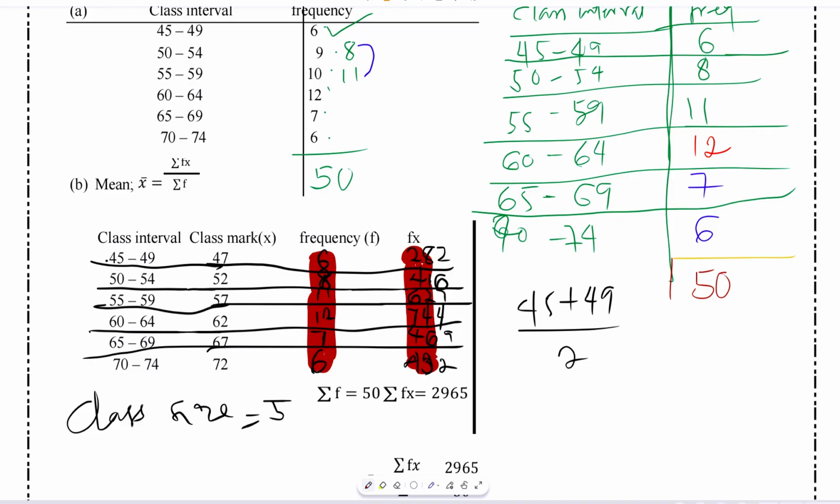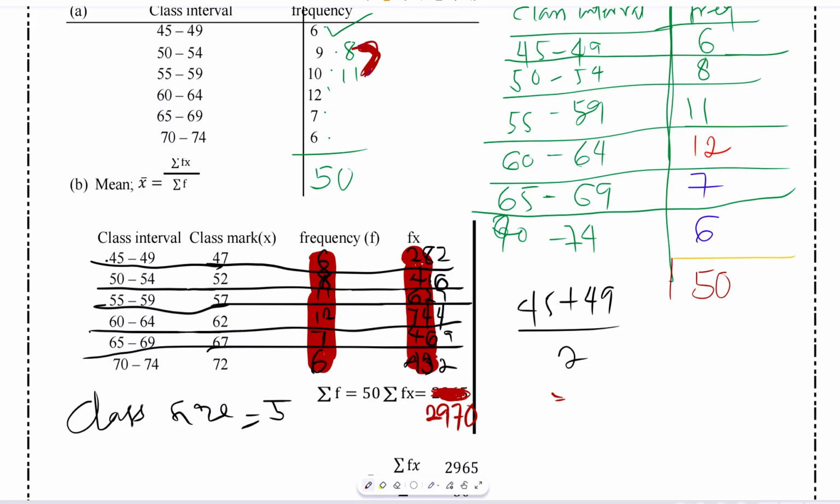Make sure you confirm yours. The answer is 2,970, not this particular one. You know why? Because they made a mistake for this particular part, and that's what causes the difference there.